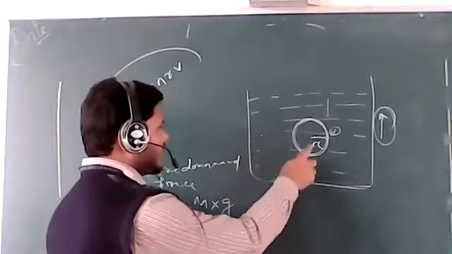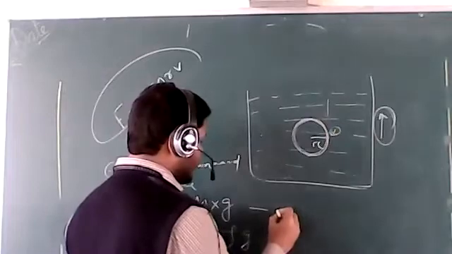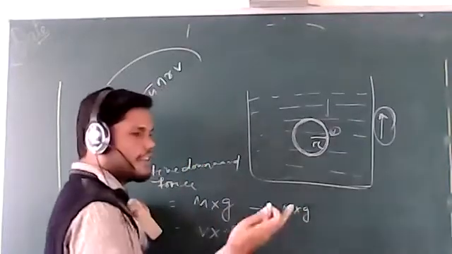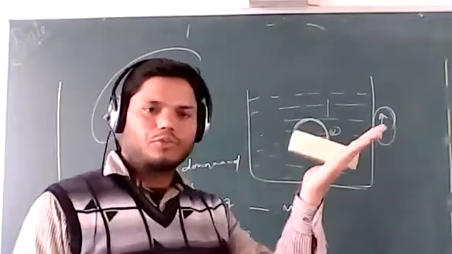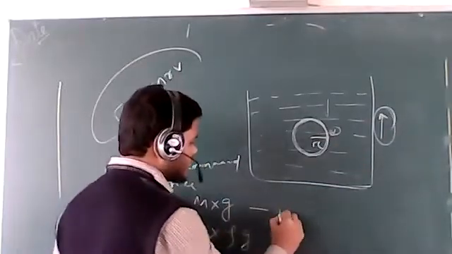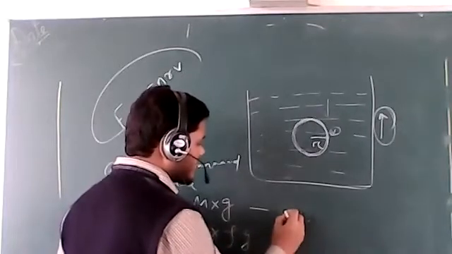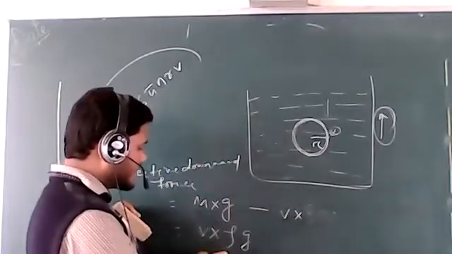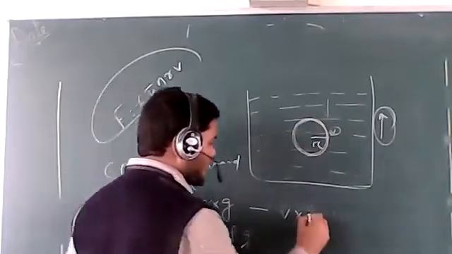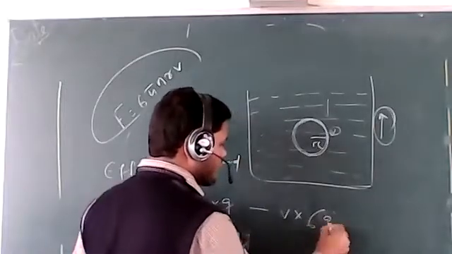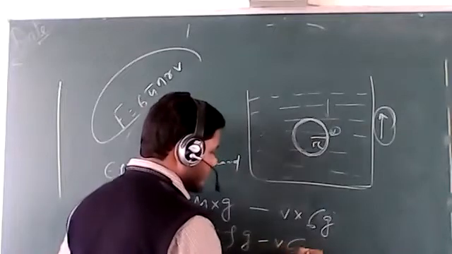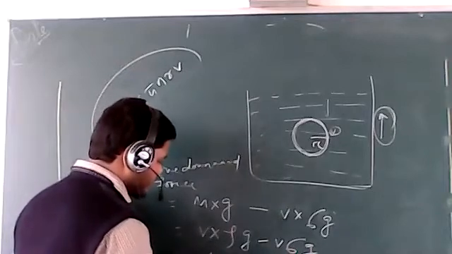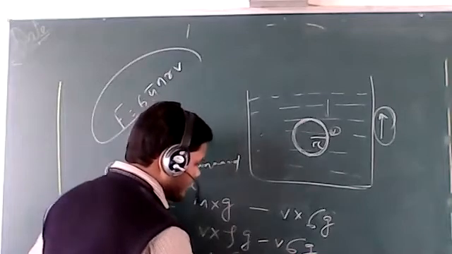And minus the upthrust: the liquid displaced also has some volume v, and its weight is mass into gravity. Upthrust is a type of upward force. So mass can be replaced by volume into density, and here we have to mention the density of the liquid, that is sigma. So v into sigma into g. If you take v and g as common, what remains is rho minus sigma.